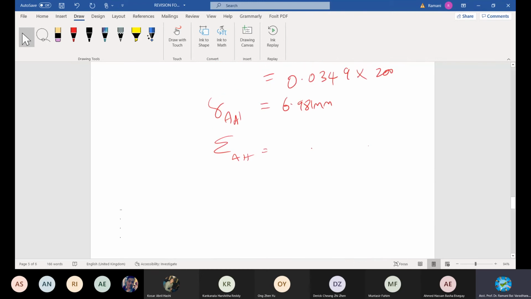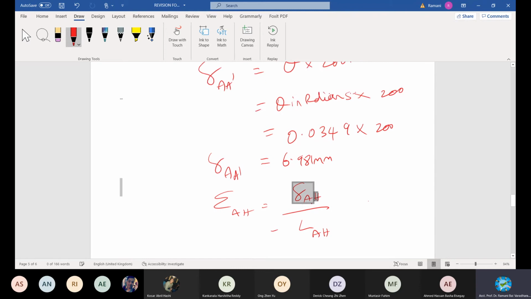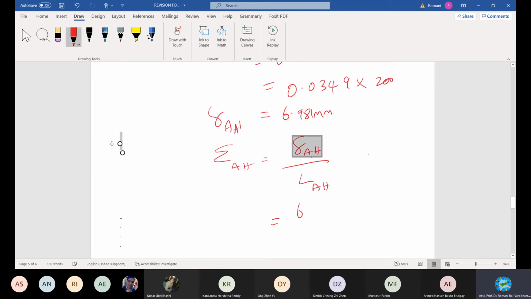Can you repeat for other sections? Now I do it for here. Delta AH, change in length to the original length, which is: change in length we just found out, 6.981. And then what is the answer for original length? Original length at A, LAH, how much is that? 200, right? Give me the answer, please.